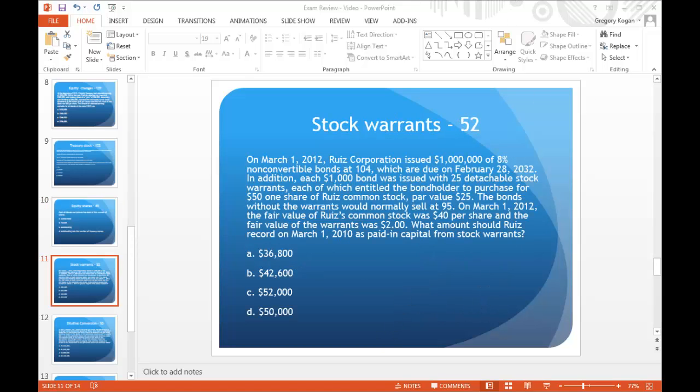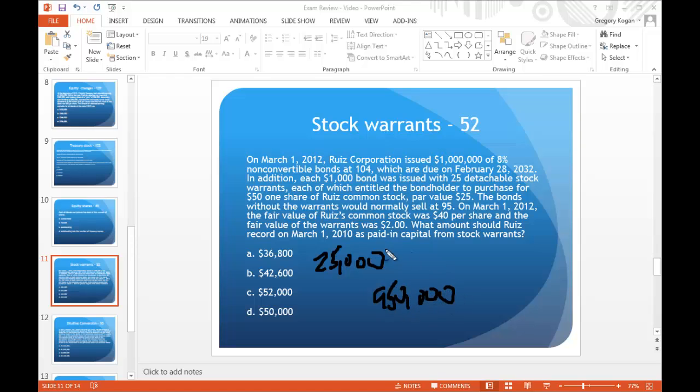And continuing here with our stock warrant question, this one talks about Ruse Corporation issuing the million bonds. So how do we do this one? The idea is that we have 1,000 of these bonds because we have a million divided by 1,000. Each one throws off 25 warrants. So we have 25,000 warrants, right? And what was the bond value? Well, it's 0.95 of par without the warrants. So we have them worth 950, right?